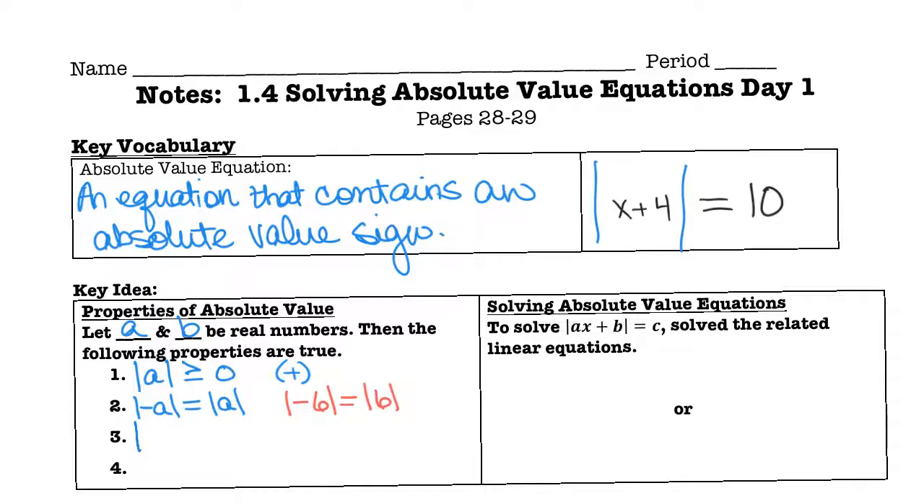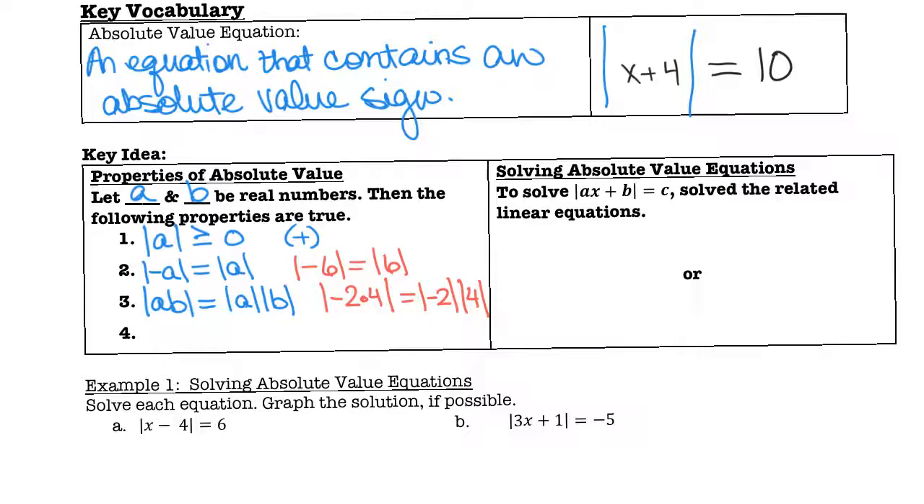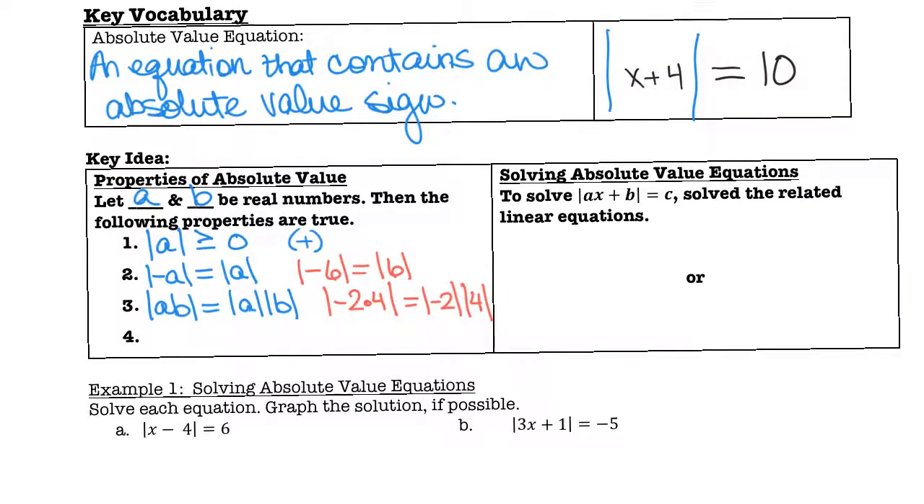The next property states that the absolute value of a times b is equal to the absolute value of a by itself times the absolute value of b by itself. For instance, let's say absolute value of negative 2 times 4. That's going to equal the absolute value of negative 2 by itself times the absolute value of 4 by itself. So the absolute value of negative 2 times 4, well, negative 2 times 4 would equal negative 8. Take that absolute value, you're 8 units from 0.